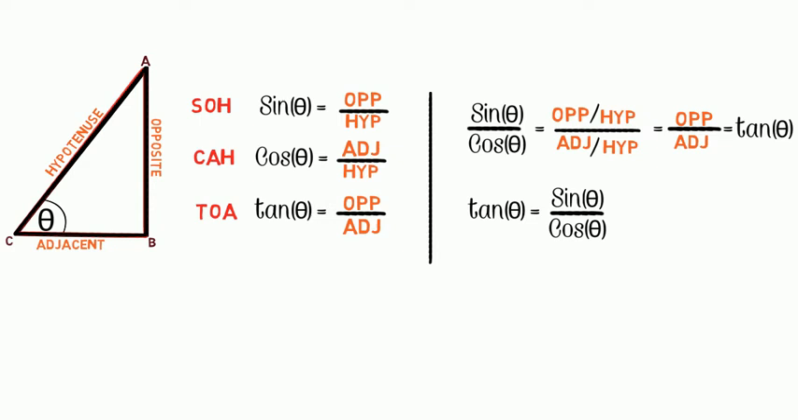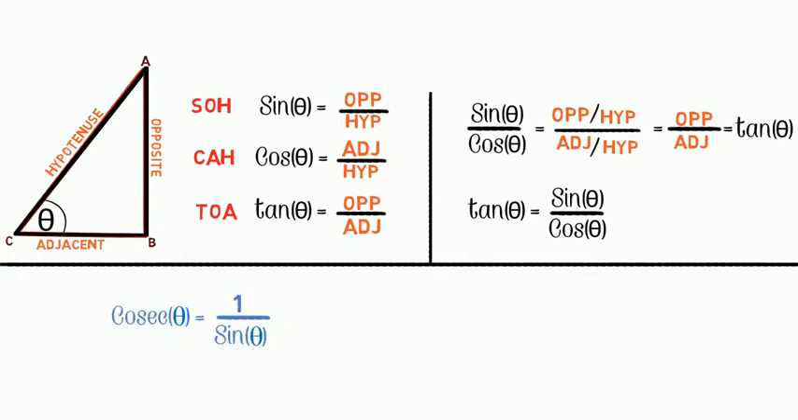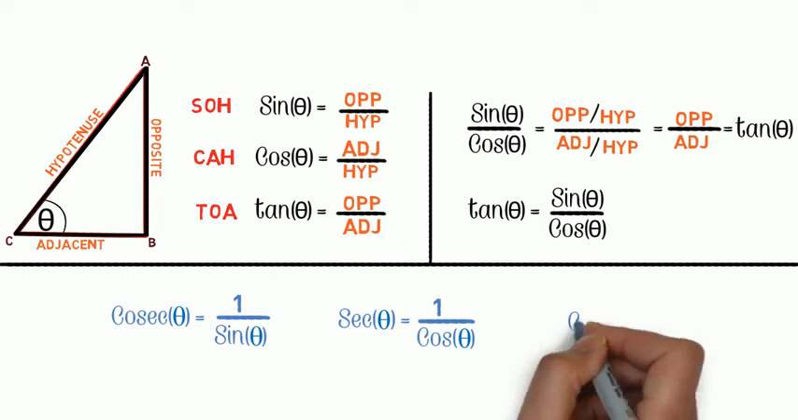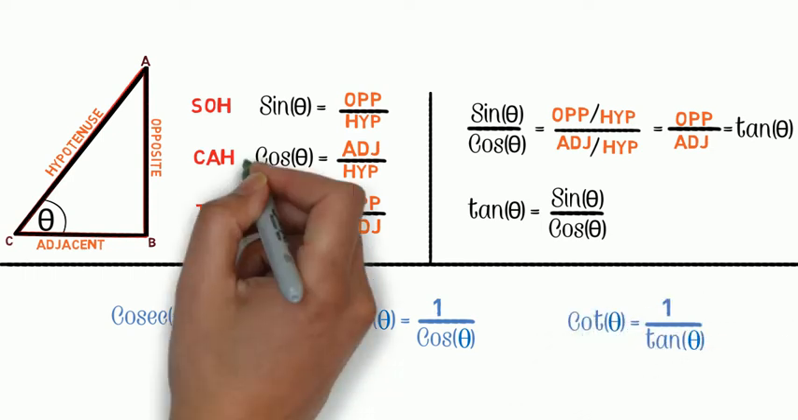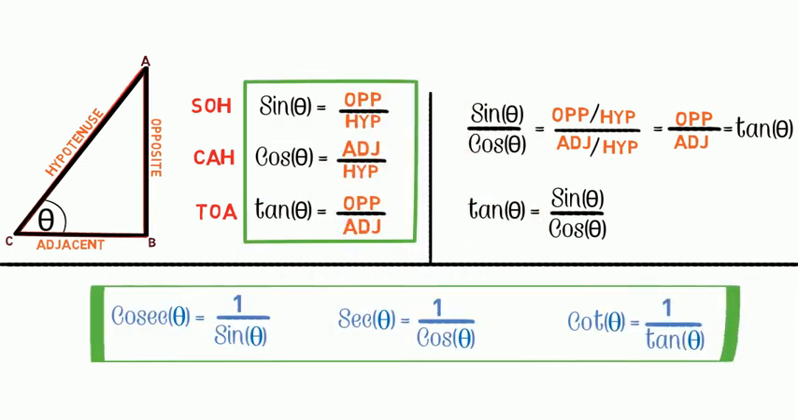We have three more. Cosec theta, which is 1 over sine theta. Sec theta, which is 1 over cos theta. And finally cot theta, 1 over tan theta. These are all the ratios you need to know in trigonometry. Let's quickly see how we can apply them.